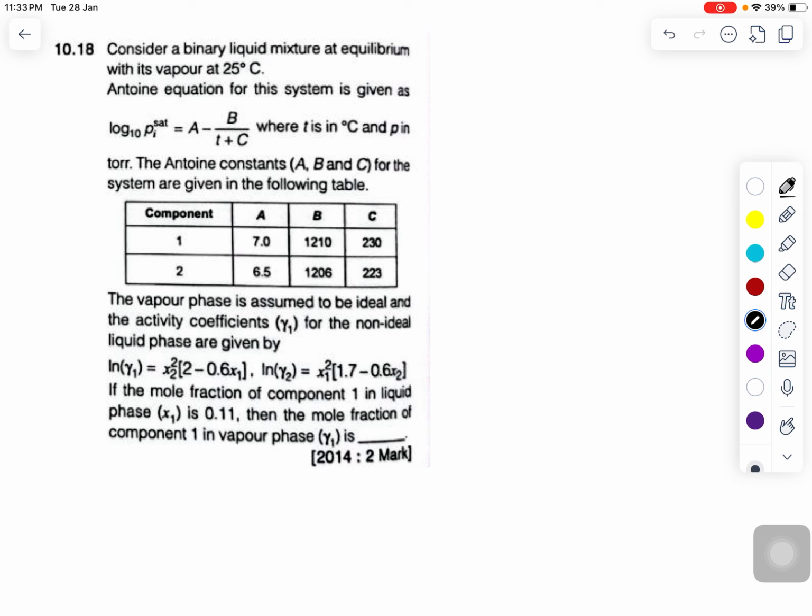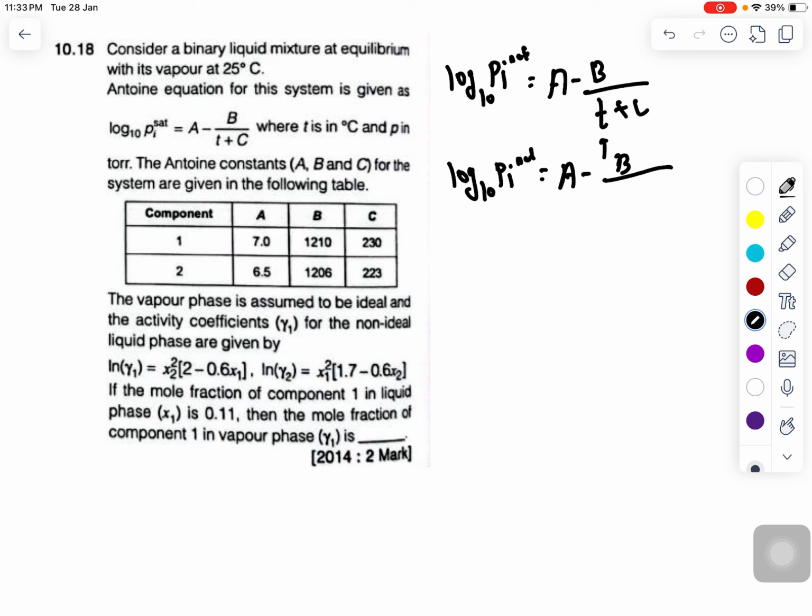Here you can see that the Antoine equation is given in the form of log base 10 of Pi sat. This is the crux point here. You have to understand: log10 Pi sat equals A minus B upon T plus C, where temperature is in degrees centigrade here. Just don't convert into Kelvin. Temperature you can directly substitute: log10 Pi sat equals A minus B divided by 25 plus C, and A, B, C for all of these components are given.